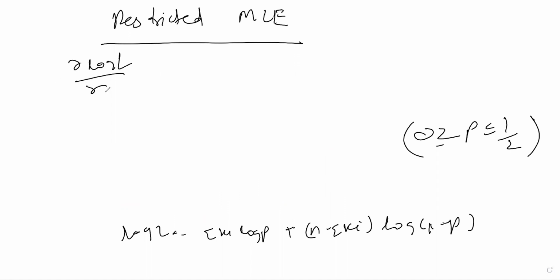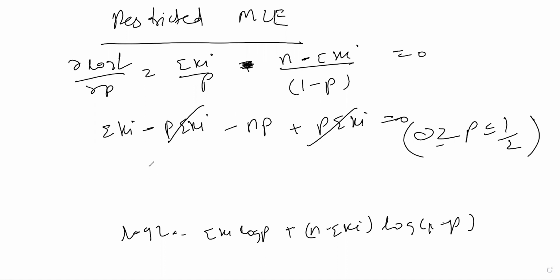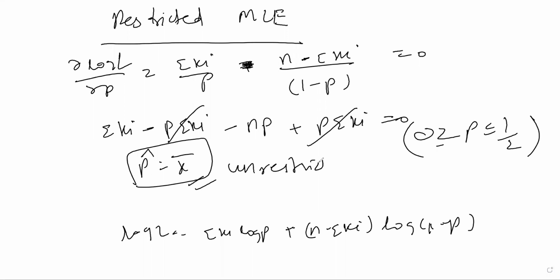Then del log L upon del p equals summation xi upon p plus (n minus summation xi) upon (1 minus p) times minus 1. So summation xi minus p summation xi minus np plus p summation xi equals 0. This is equal to 0, so p equals x bar. This comes as the unrestricted MLE.